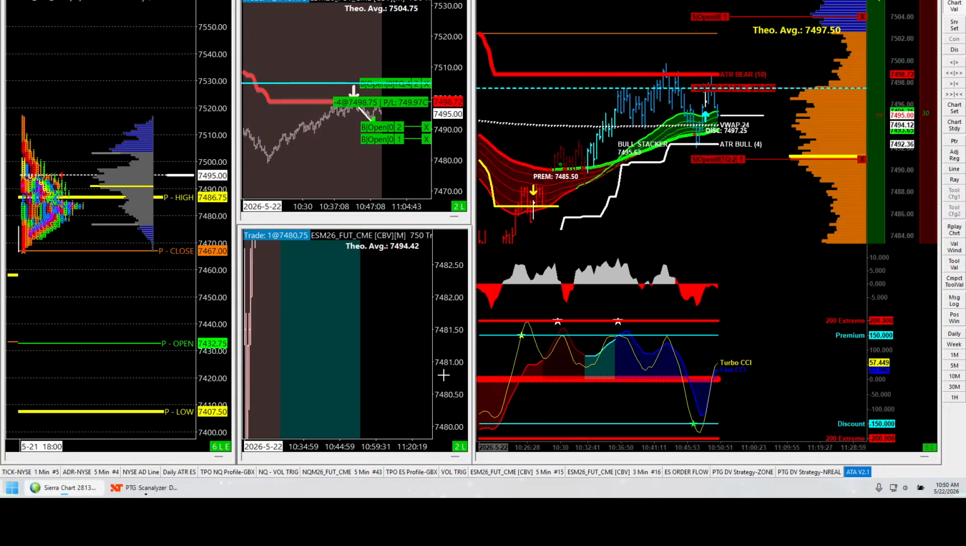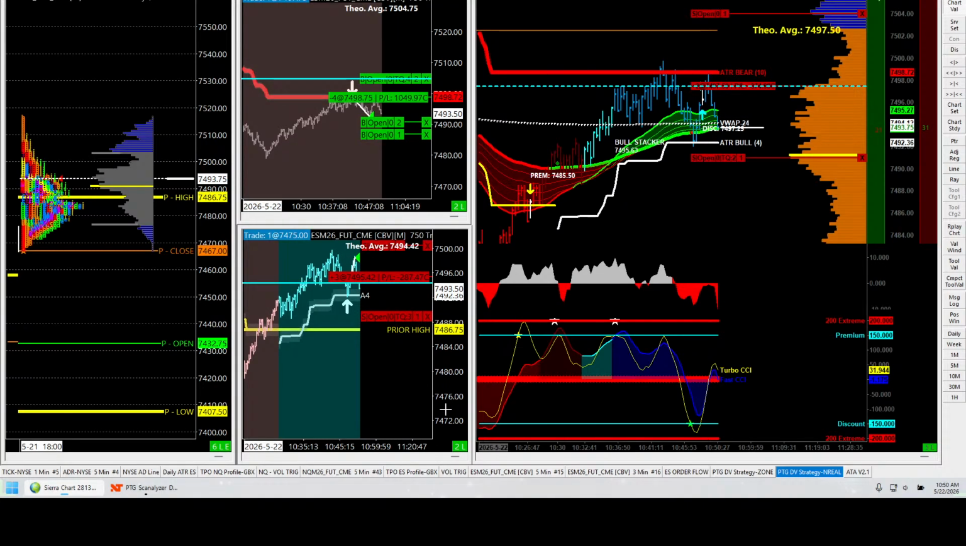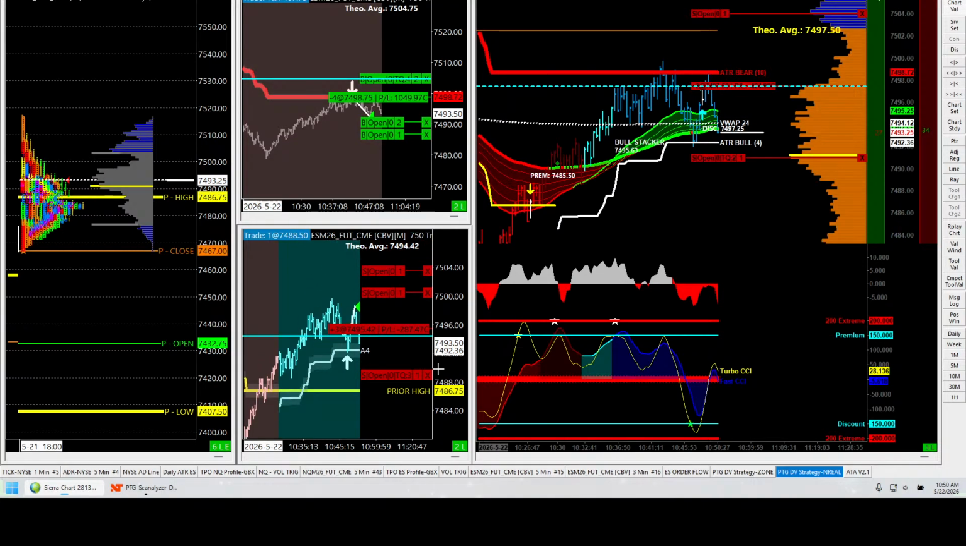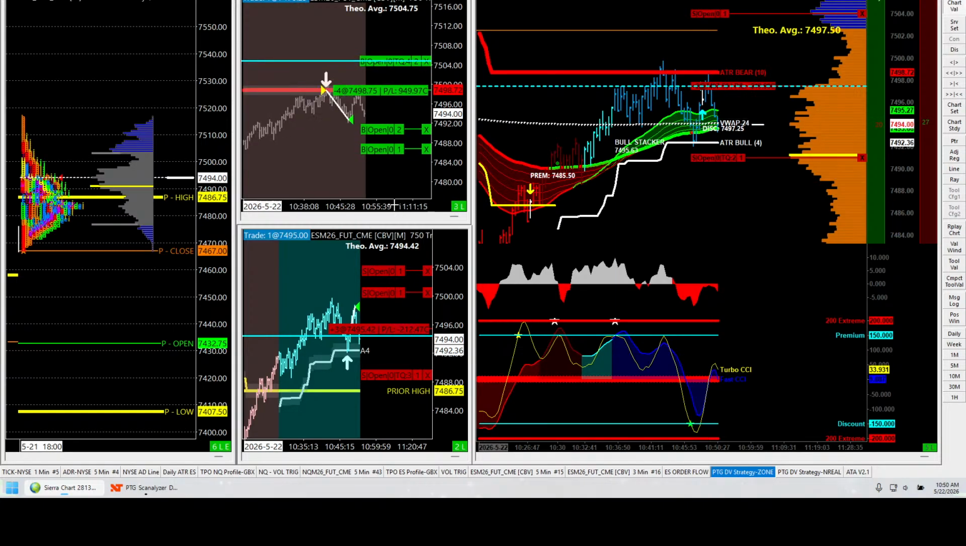All right, let's do a quick autopsy here while I was away. All right, let's see, we're long of the A4, short of the A10 here.